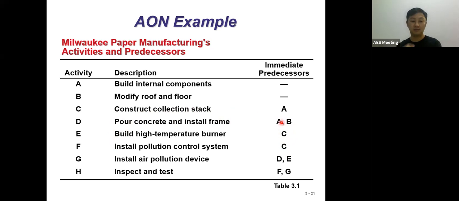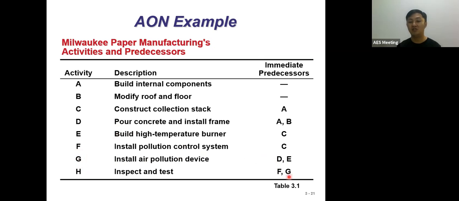Now, of course, after that we have activity G. Activity G gives you the understanding of installing the air pollution device. But before you install the air pollution device, what do you need to do? D and E here. D is pour concrete and install frame. E is build high temperature burner. So you complete these two, you can continue G activities. That is what is meant by this.